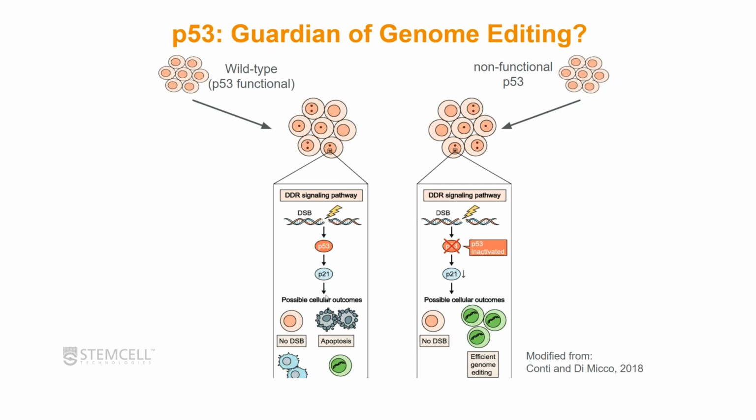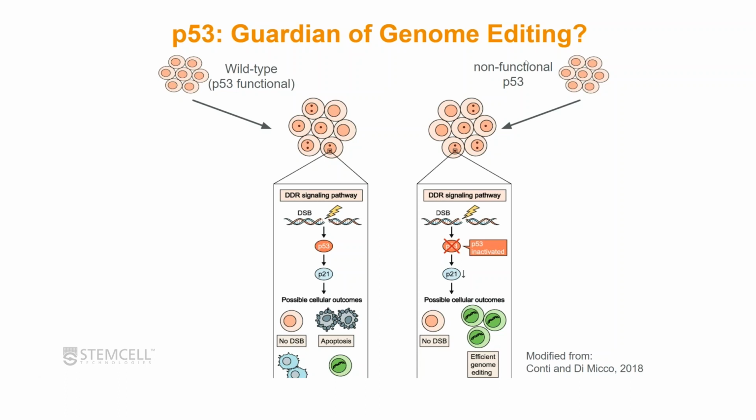And the possible outcomes of this are apoptosis or cell cycle arrest. And often these are the two outcomes, especially in very sensitive cell lines like pluripotent stem cells. Alternatively, the other outcomes are that there's no break that's formed, or there's repair with high fidelity, or you can get efficient genome editing.